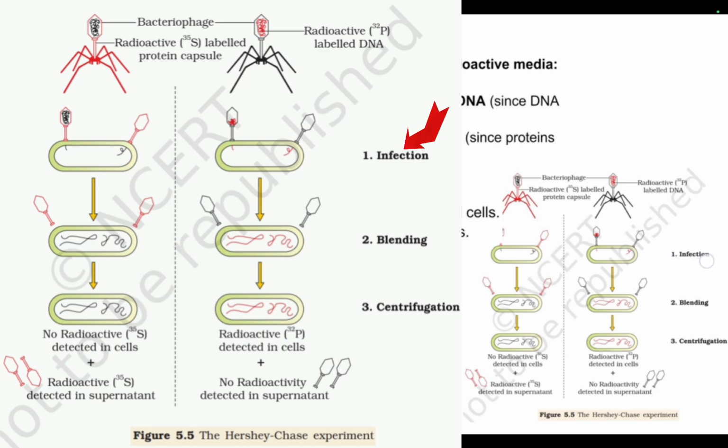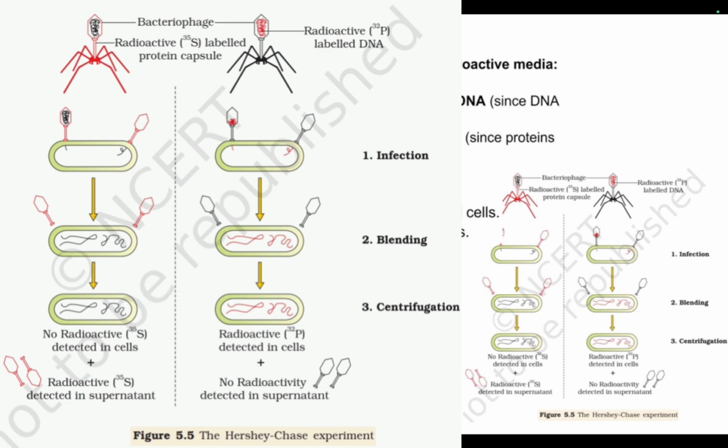This experiment has three steps. First step is the infection, in which the bacteriophage infects the bacteria. Here, the bacteriophage will inject its genetic material inside the E. coli. In the second step, the virus attached on the surface of E. coli is blended, which is the blending step, and it is separated from the E. coli. In the third step, which is the centrifugation, different components are rotated at a very high speed and they are separated on the basis of their mass. After centrifugation, the heavier objects settle at the bottom called pellet, and the lighter objects remain in the supernatant.